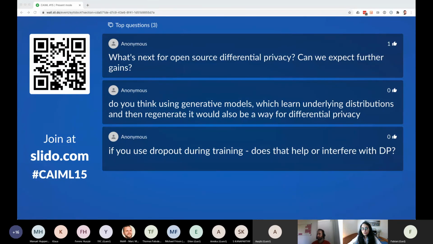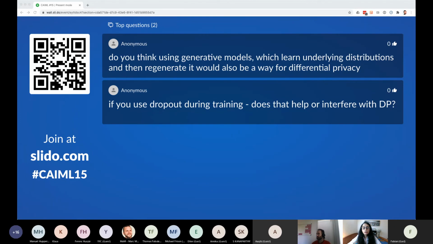The next question: do you think using generative models, which learn underlying distributions and then regenerate them, would also be a way for differential privacy? Possibly. Even if you look at the basics behind generative models, it's still learning from the data. So the problem there is, what if it memorizes the data? What if in the process of generating images of faces, I generate an image of a face that's very similar to that of Narendra Modi or Angelina Jolie or anybody specific? That's the key question there.